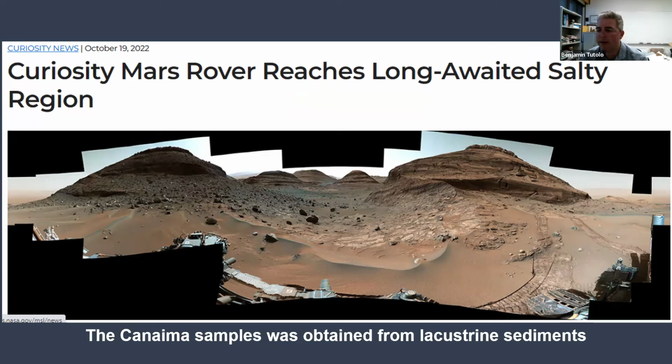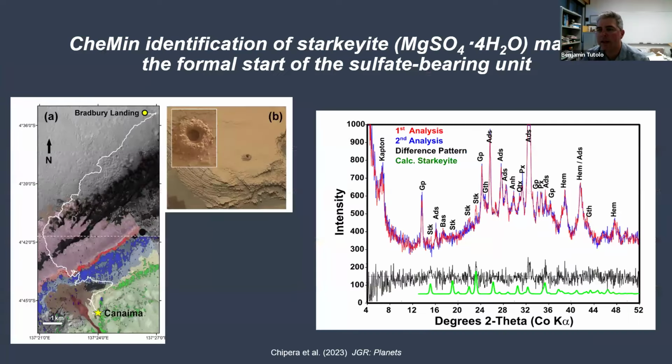So the Canaima sample was obtained from lacustrine sediments, so sediments that look like they were deposited by a lake, here at the Canaima drill site. And so this is the paper put out by Steve Chipra in JGR Planets. Chemin identified starkite, so magnesium sulfate with 4 waters, and marked the formal start of the sulfate-bearing unit, which again, shown on the left side here, was mapped by space.